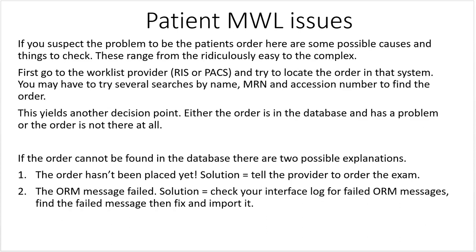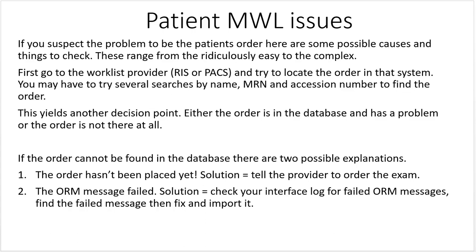If you suspect the problem to be the patient's order, here are some possible causes and things to check. These range from ridiculously easy to very complex. First, go to the worklist provider, the RIS or PACS, and try and locate the order in that system. You may have to try several searches by name, MRN, and accession number to find the order. This yields another decision point. Either the order is in the database and has a problem, or the order is not there at all.